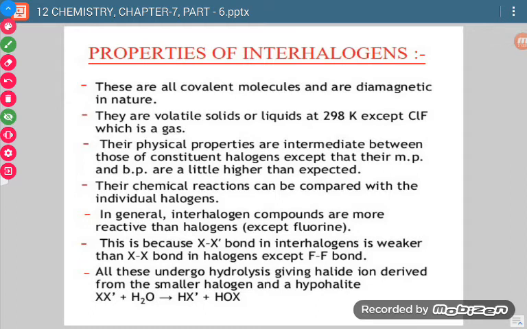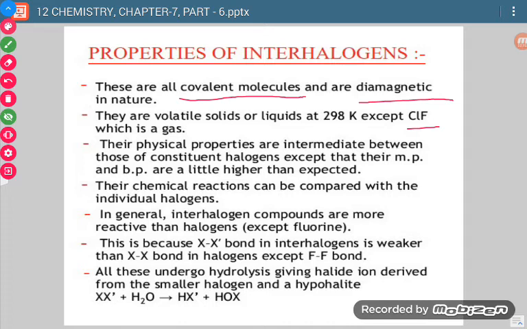Now what are the different properties of interhalogens? These are all covalent molecules, there is no ion formation, and they are diamagnetic in nature. They are volatile solids or liquids except ClF, which is a gas. Their physical properties are intermediate between those of the constituent halogens, except that their melting and boiling points are a little higher than expected, because of their extra stability.